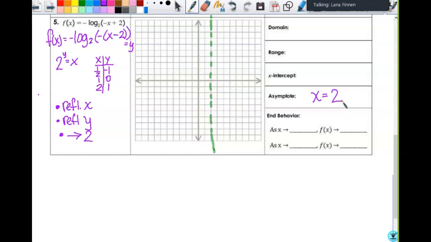So now I'm going to use my anchor points and my transformations. I'm going to go to 1/2, -1. I'm going to reflect in the x-axis, so I end up right here. Reflect in the y-axis, so I end up right here. Move to the right 2, so I'm right here.